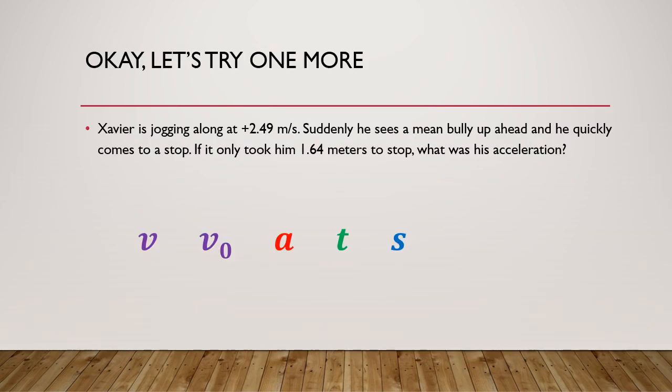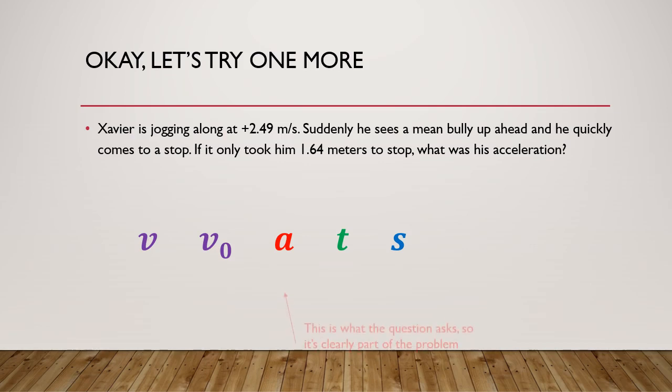Okay, let's try one more problem. Xavier is jogging along at 2.49 meters per second. Suddenly he sees a mean bully up ahead and he quickly comes to a stop. If it only took him 1.64 meters to stop, what was his acceleration?